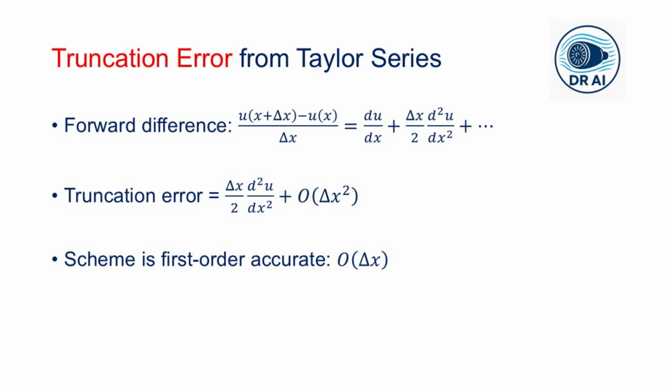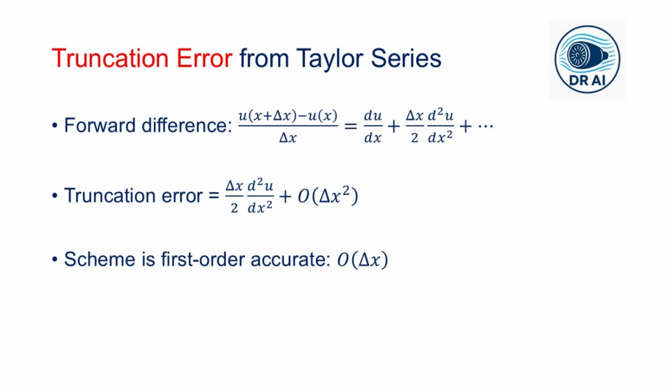The error is proportional to delta x, so we write the truncation error equals O(delta x), because it is of the first order. As delta x approaches 0, this truncation error goes to 0. Hence the forward difference is consistent.